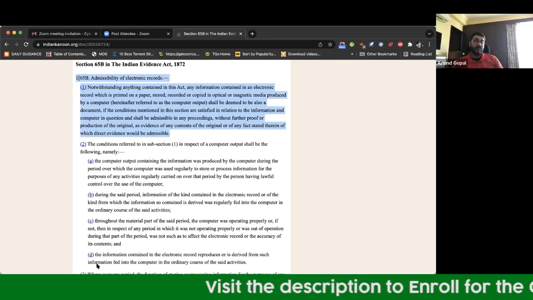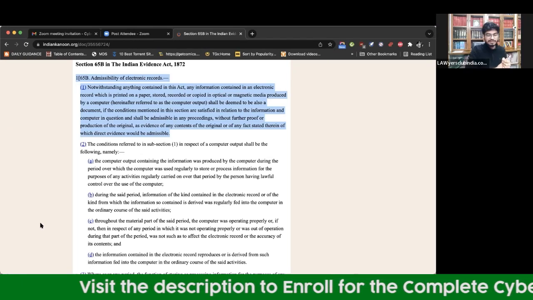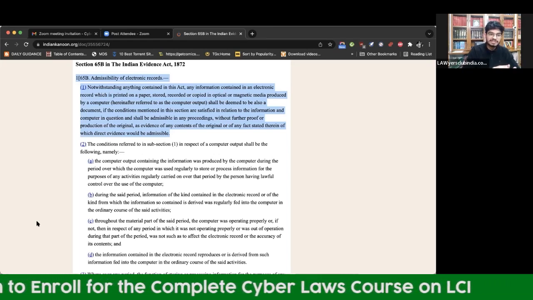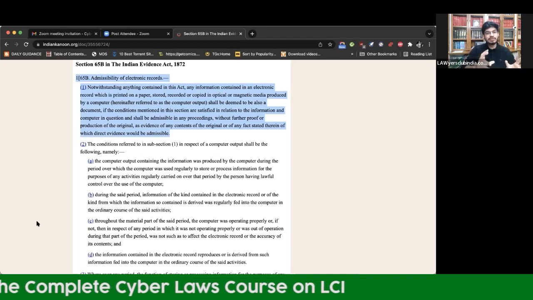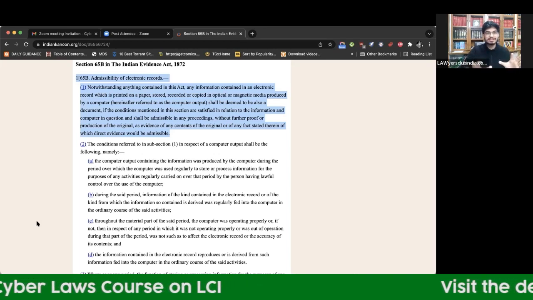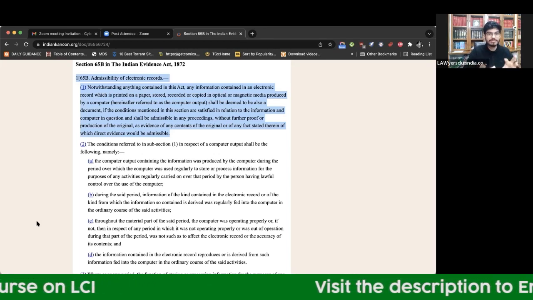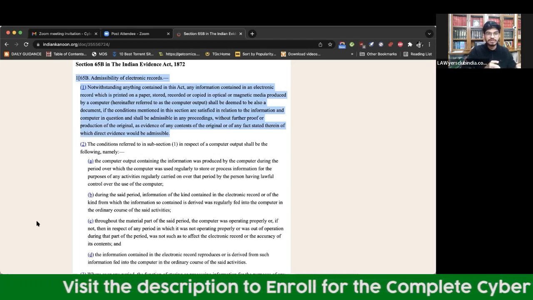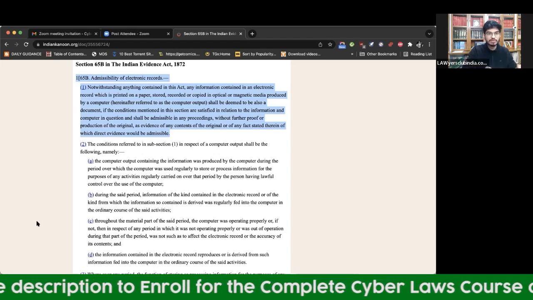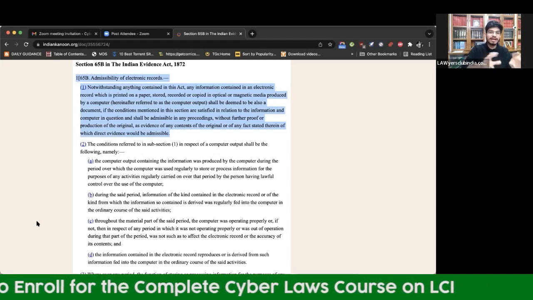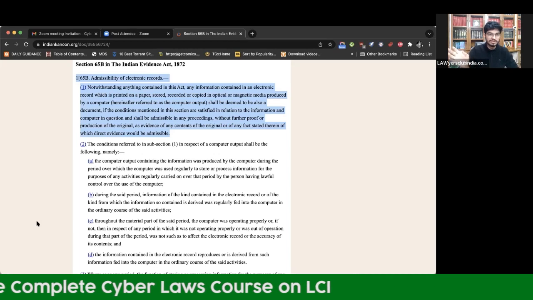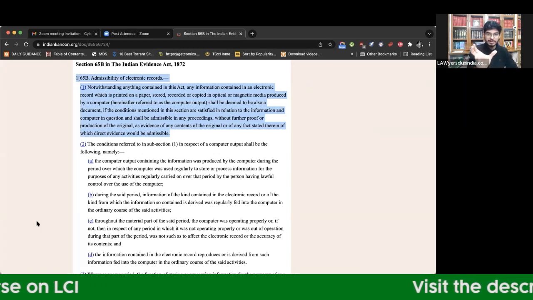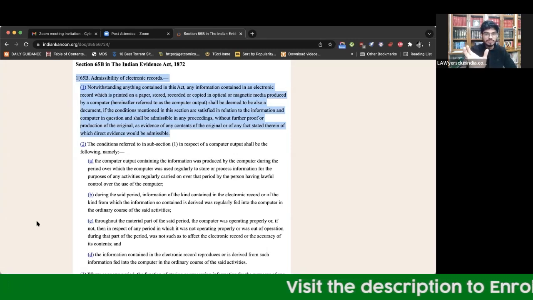Now we are coming to 65B of the Indian Evidence Act. So it is admissibility of electronic records. Now admissibility and relevancy are the two parts that the Indian Evidence Act is primarily talking about. We talk about relevancy from 6 to 32, and then we talk about admissibility from 33 onwards. Now, 65B is also part of the gamut of sections which talk about admissibility.